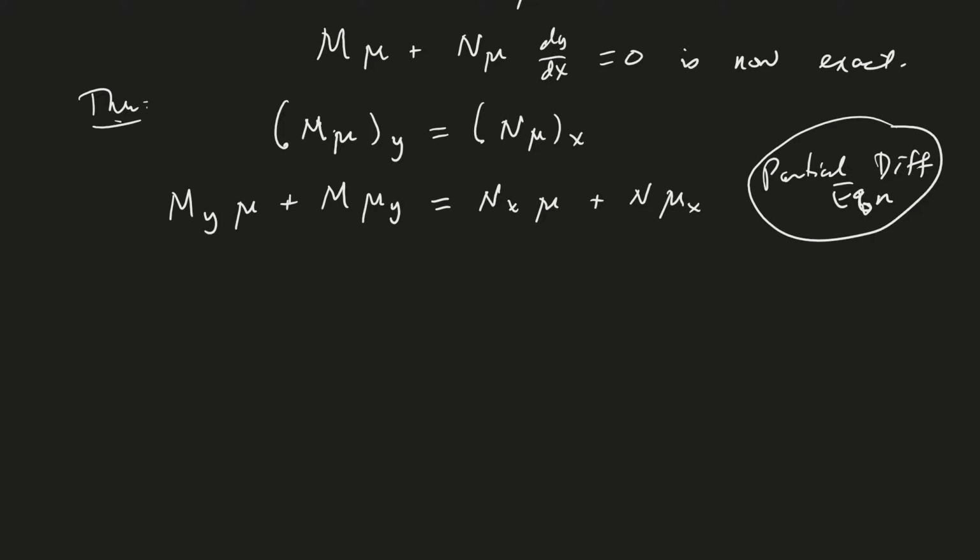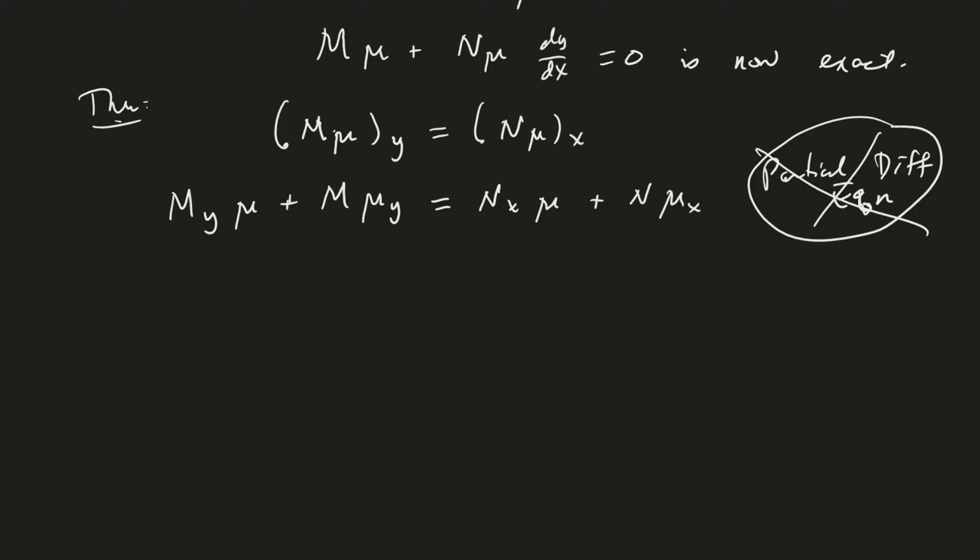A partial differential equation in mu, and it in fact is harder than the original differential equation. So we made the problem harder, and we don't solve partial differential equations in this class. So therefore, what are we going to do? Well, we're going to try to simplify.